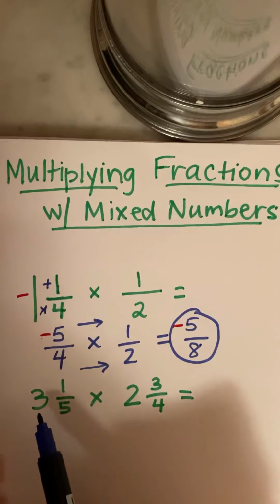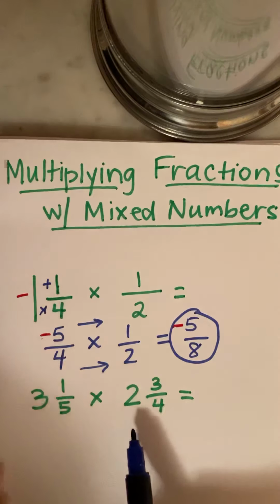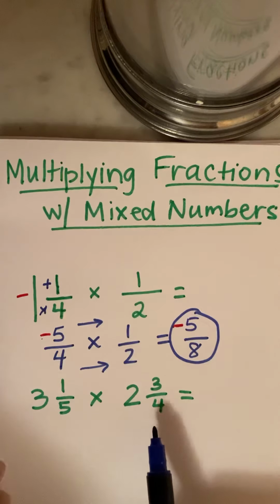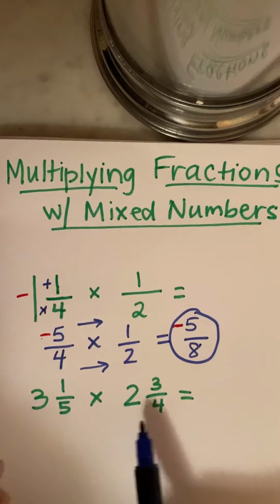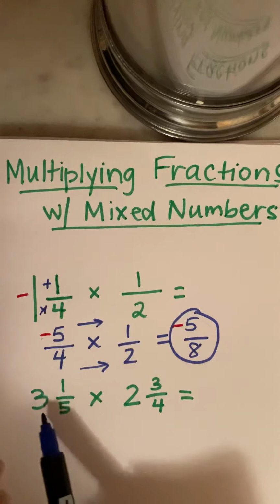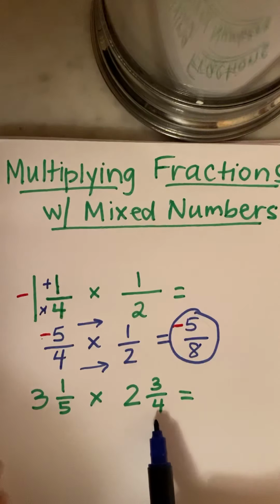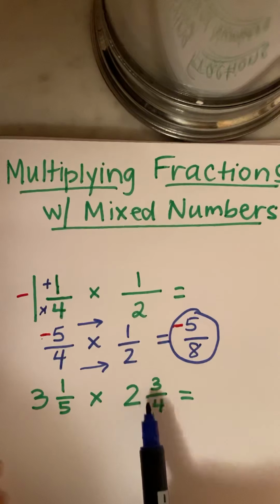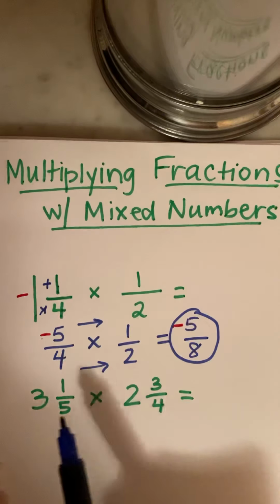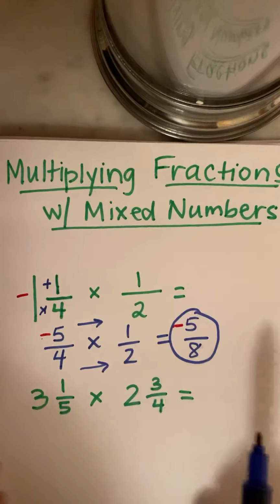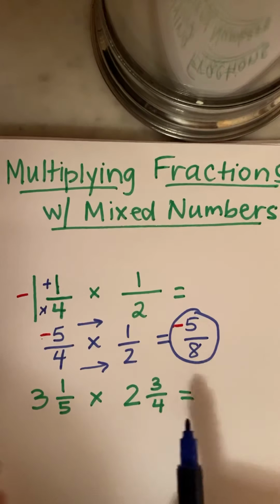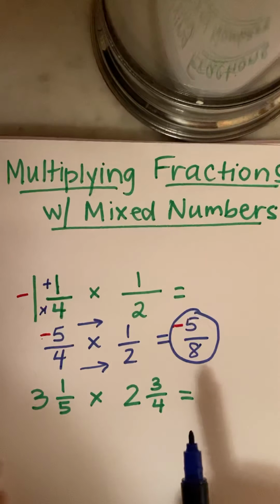Let's look at one more example. So we have 3 1/5 times 2 3/4. Let's also think about reasonableness. So this is about 3, a little more than 3, times almost 3. 2 3/4 is almost 3. So I know that 3 times 3 is 9. So my answer should be around 9.